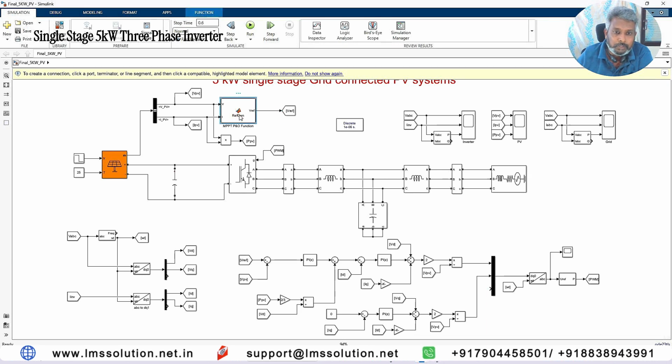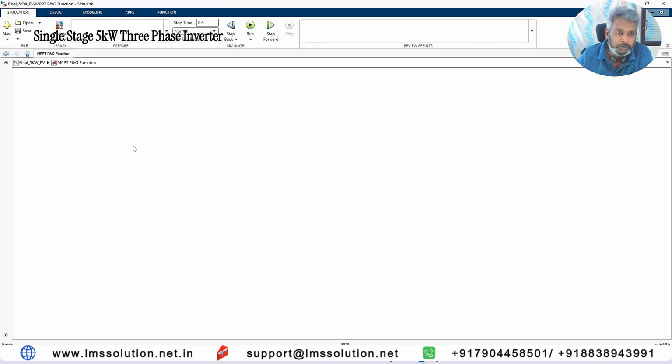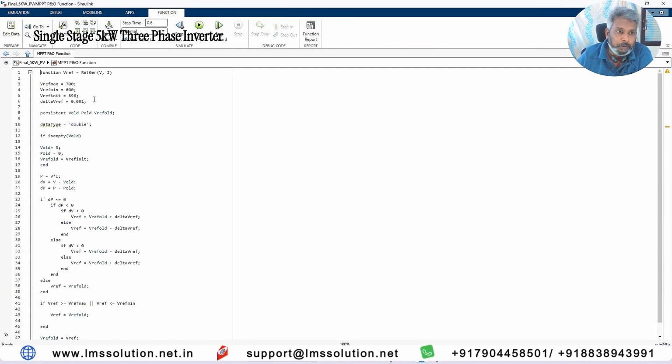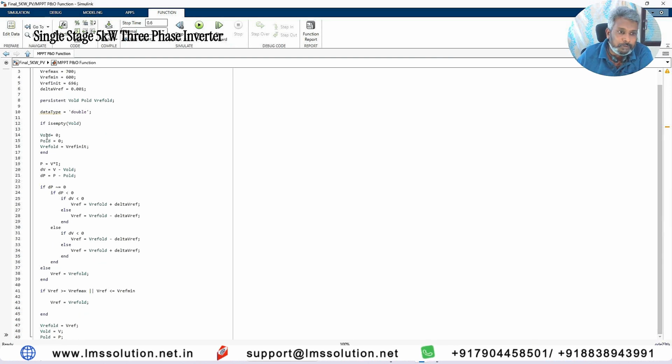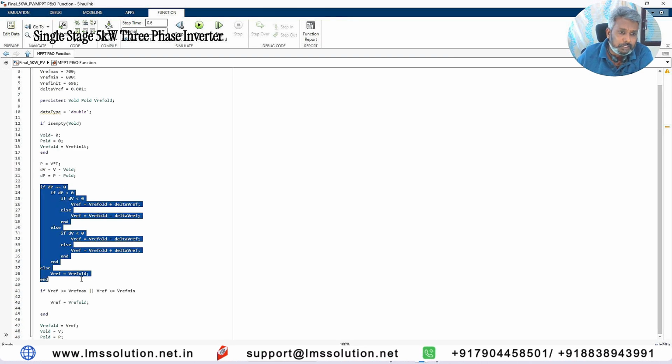When we go inside that P&O MPPT, here you can see the code for it. Here we are receiving the voltage and current of the PV array, and then we need to fix the reference voltage maximum, minimum, and initial reference voltage, and the small change or increment voltage levels. And then we fix the initial voltage, power, and reference voltage. Then we calculate power, change in voltage and change in power, and then we need to check the conditions for the P&O MPPT algorithm.